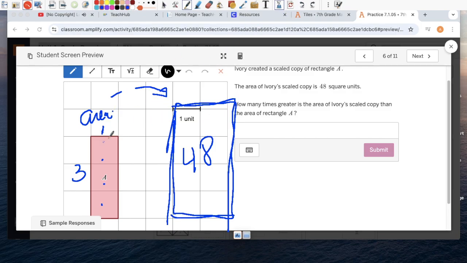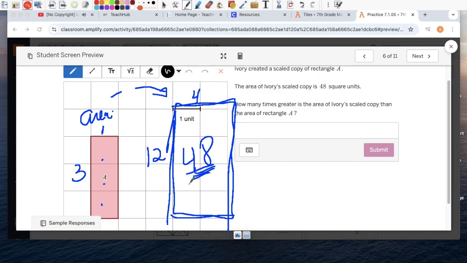If we do a scale factor of 2, for example, this would be 2 and this would be 6. Is 6 times 2 48? No. If it was a scale factor of 3, this would be 3, and 3 times 3 is 9. Is 3 times 9 48? No. Let's try 4. This would be 4. 1 times 4 is 4, and 3 times 4 is 12. Is 12 times 4 48?